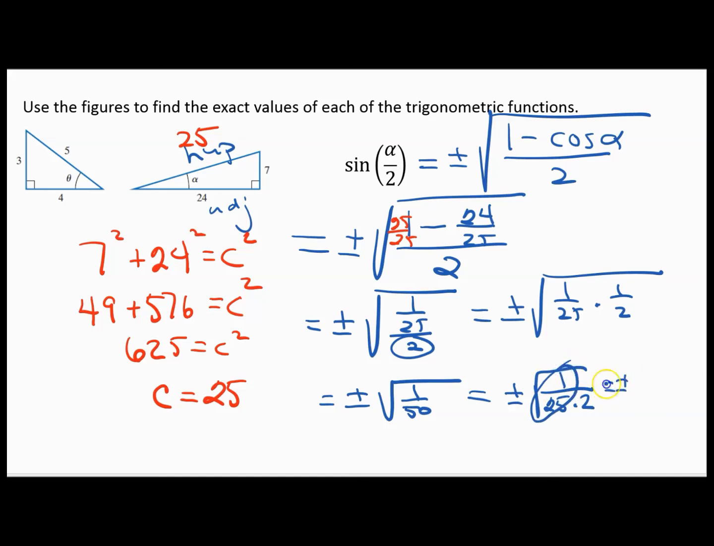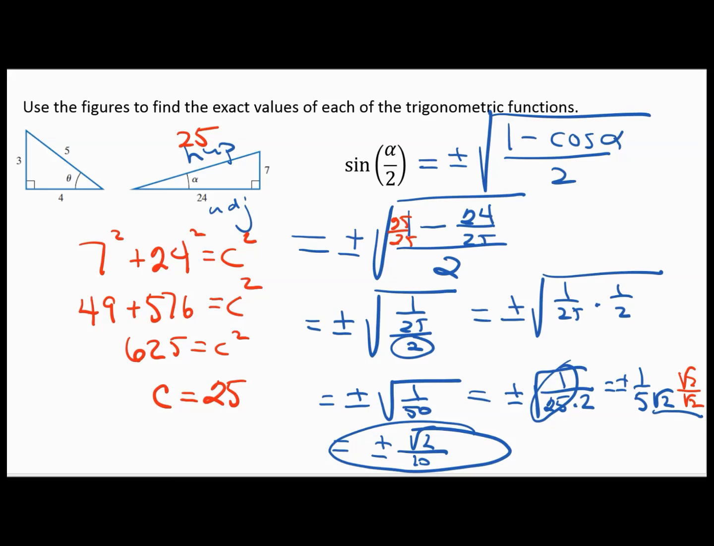So this gives me plus or minus 1/5. The square root of 2 remains underneath. And then I can rationalize by multiplying by the square root of 2 over the square root of 2. So my final answer is looking like plus or minus the square root of 2 over, and then this is going to be 5 times 2 when I multiply those together, which is 10. So the answer to this sine of alpha over 2 is plus or minus the square root of 2 over 10. Now, the fact is it can't be both positive and negative.